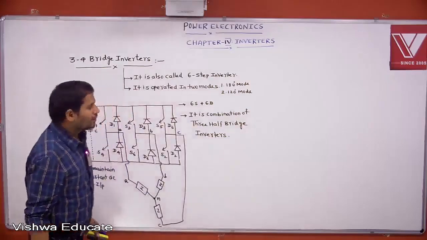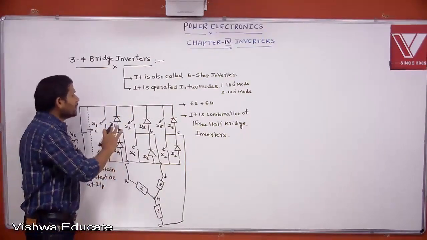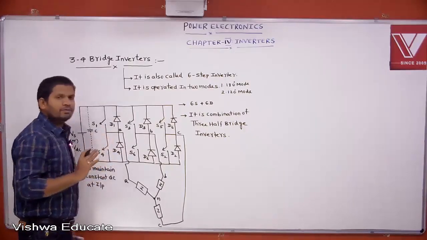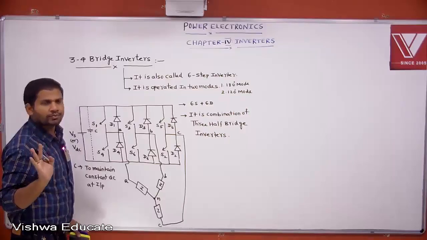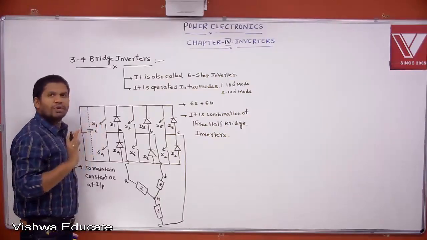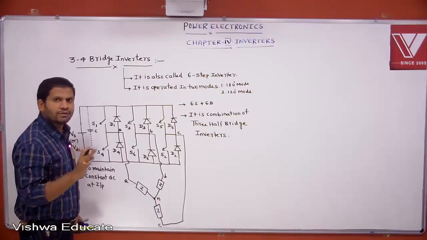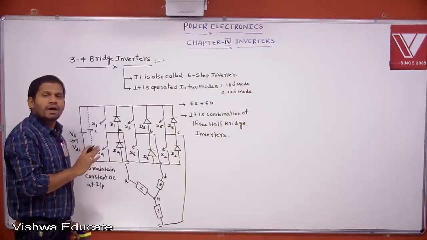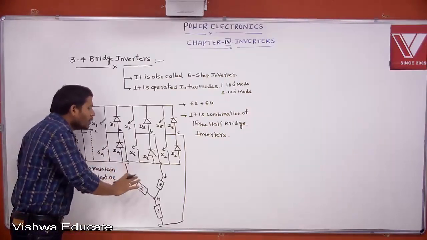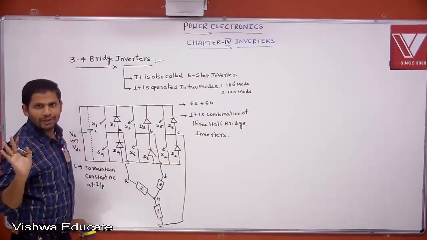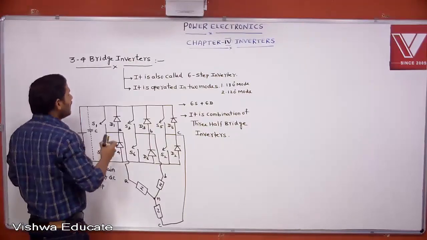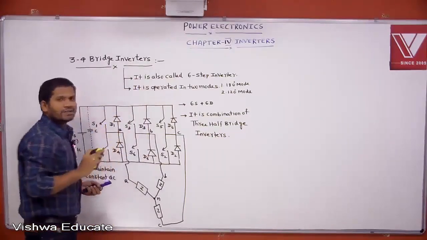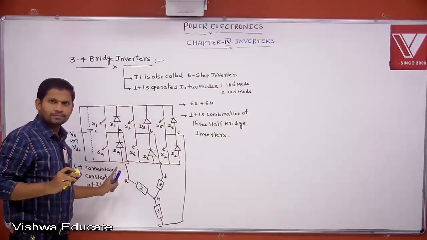This was some introduction about 3-phase bridge inverters. But now I want to explain this concept in 180-degree mode and 120-degree mode. For simplicity, I will assume resistive loads. With that assumption, I'm explaining. Understood? It is a voltage source inverter, and we want to explain this voltage source inverter for resistive load.